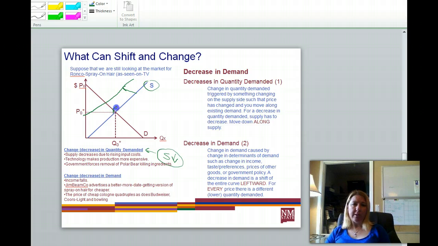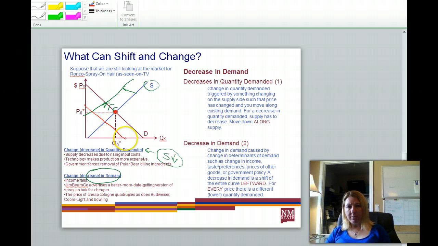And so as that happens, we have to move up along the existing demand curve. Now we can again have changes in demand. In this case, when we have a decrease in demand, so if we start at our original S naught here, and we want to look at what happens if demand falls. So we kind of walk through this a little bit, but just to make it clear, hopefully.